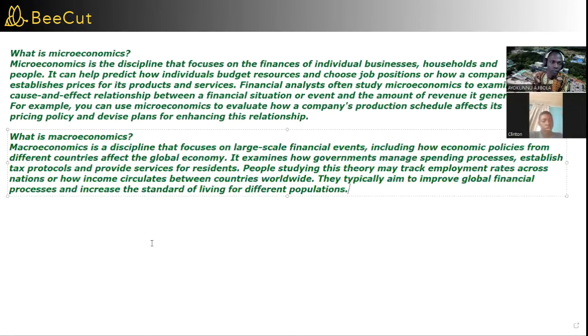It focuses, like we said before, on national and global events, financial events. So macroeconomics is a discipline that focuses on large-scale financial events, including how economic policies from different countries affect the global economy. For example, are you aware of the tension and war that has been ongoing for a couple of months between Russia and Ukraine?